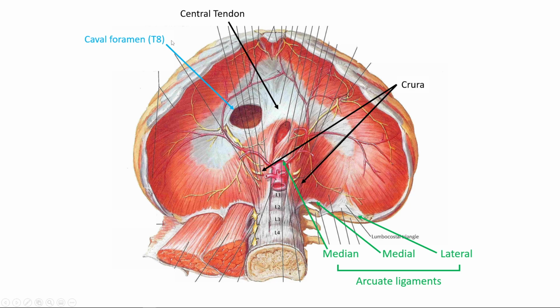We also have the most important part of this slide, which are the foramina, starting with the caval foramen, so at T8, and this is where the IVC, or the inferior vena cava, enters the diaphragmatic cavity. In addition to the IVC, the right phrenic nerve also comes through the caval foramen.